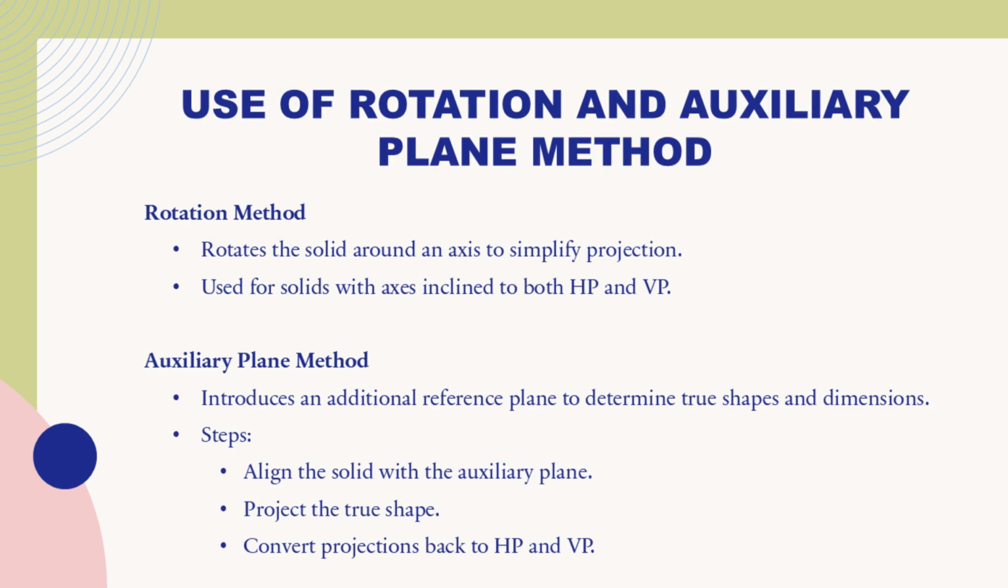Two powerful techniques help engineers simplify complex projections. The rotation method involves rotating the solid around an axis to simplify projection. It's particularly useful for solids with axes inclined to both principal planes. The auxiliary plane method introduces an additional reference plane. This helps determine true shapes and dimensions with greater precision.